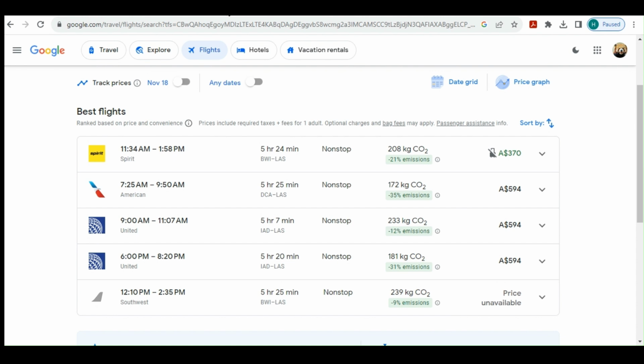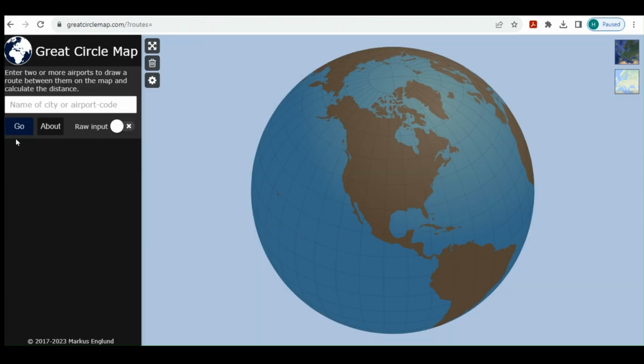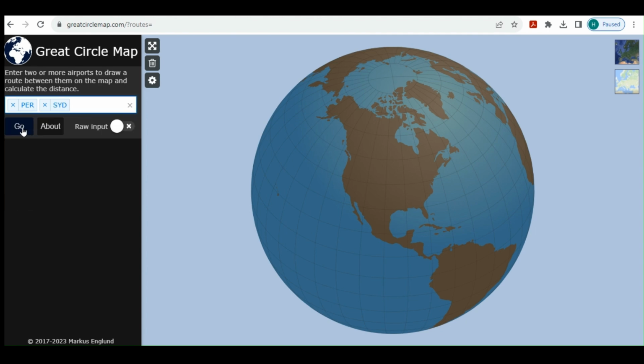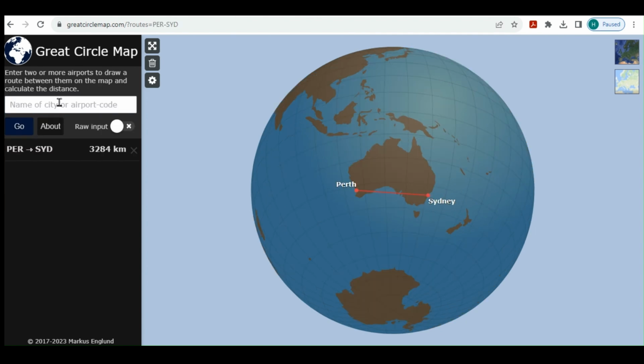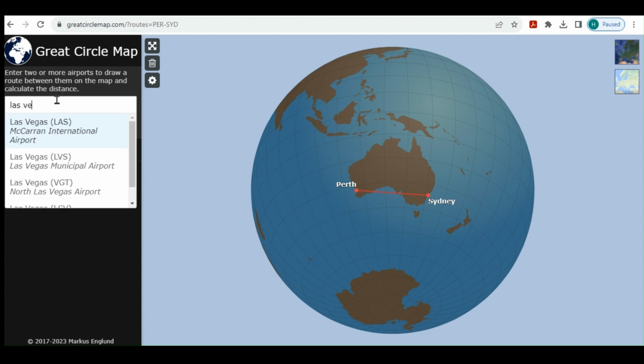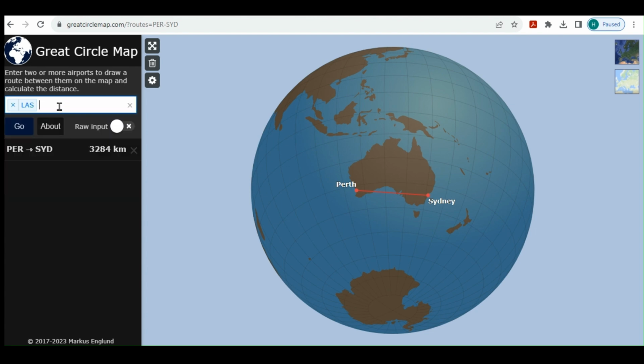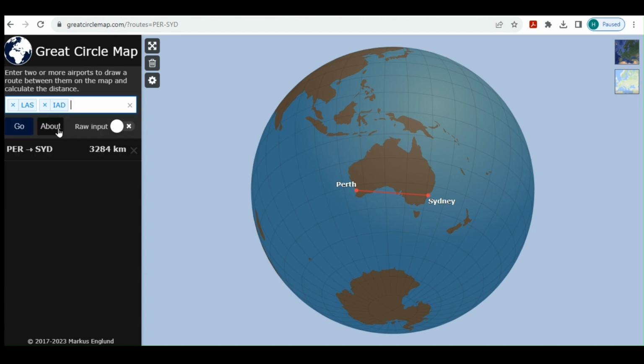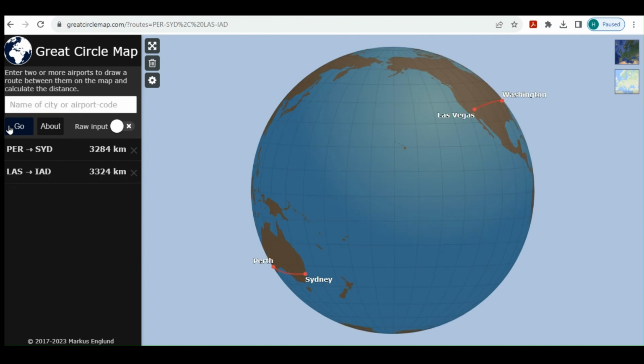Now, the next important thing to do is actually find out how far these airports are apart. I use a website called greatcirclemap.com. We're just going to put Perth, and we're going to put Sydney in there, and go. And we have a distance of 3,284 kilometres. Las Vegas, and it doesn't really matter which airport you pick, they're all about the same. Washington, Dulles obviously the major one, and go again. And 3,324 kilometres. So, just like FE Dogma said, they are about the same distance.